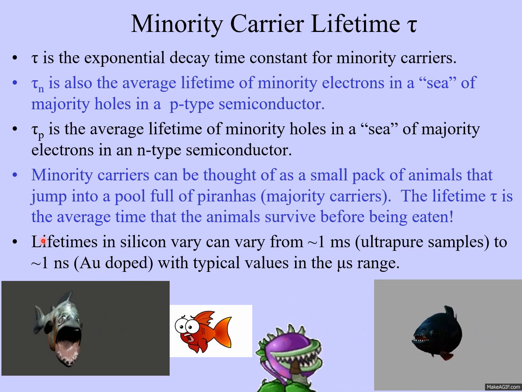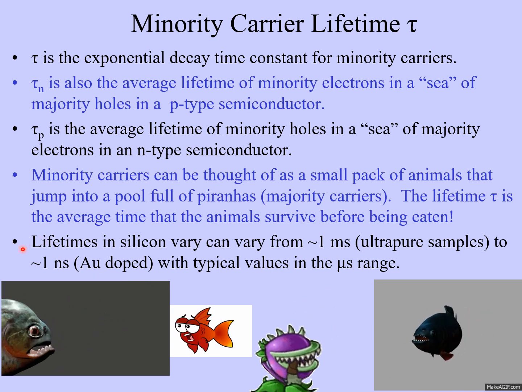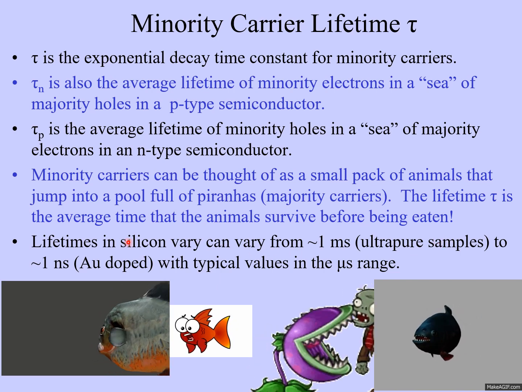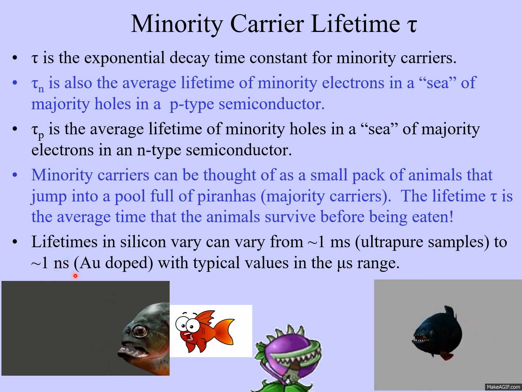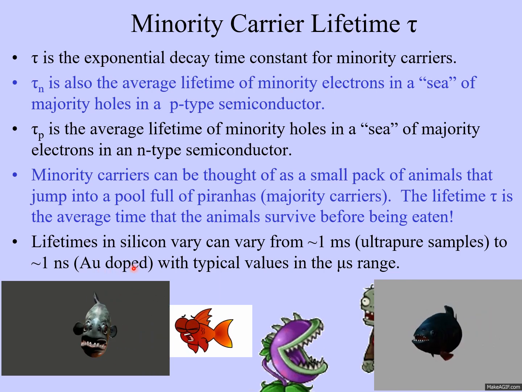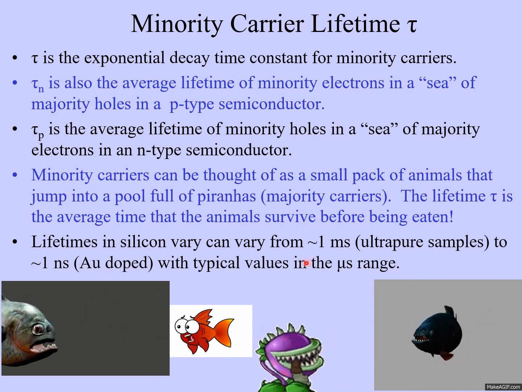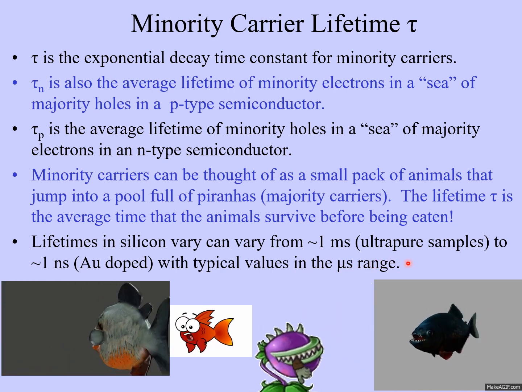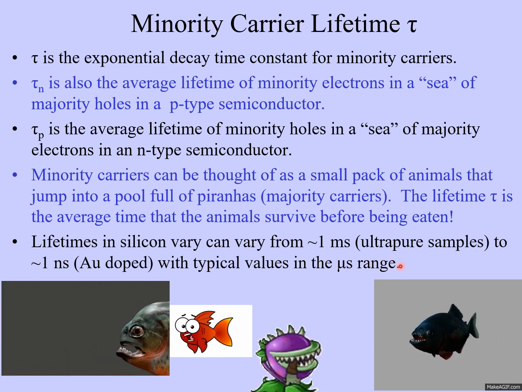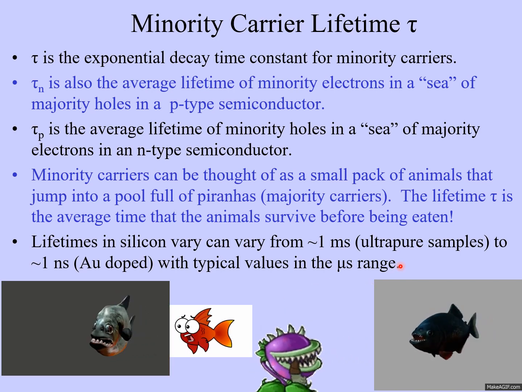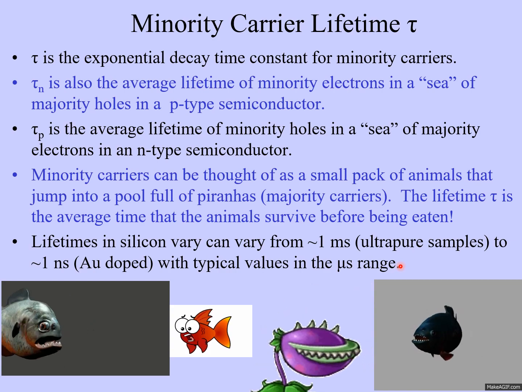The lifetime in silicon can vary from around 1 millisecond for really pure samples to as little as 1 nanosecond for intentionally doped silicon where they want a really small lifetime. Typical values of lifetime are in the microsecond range. So these minority carriers don't survive very long. They survive for typically a few microseconds and then they're gone.